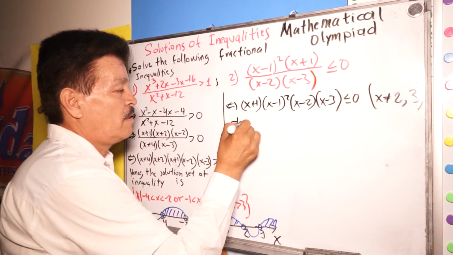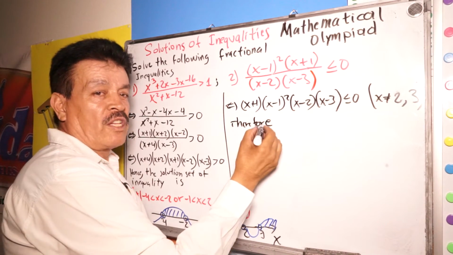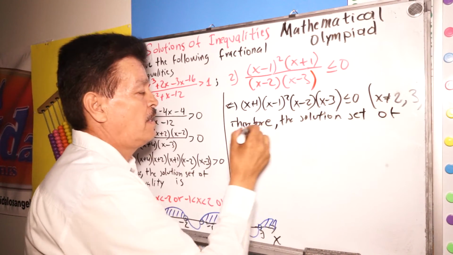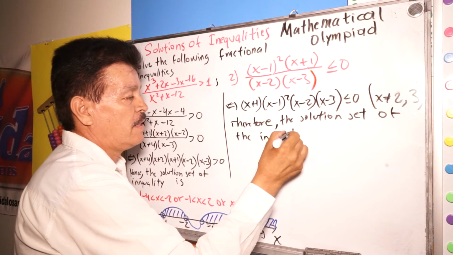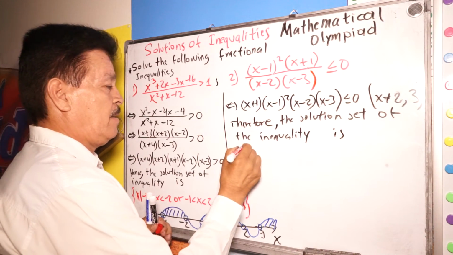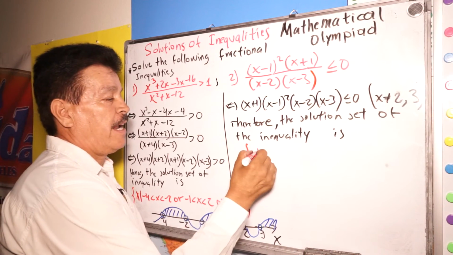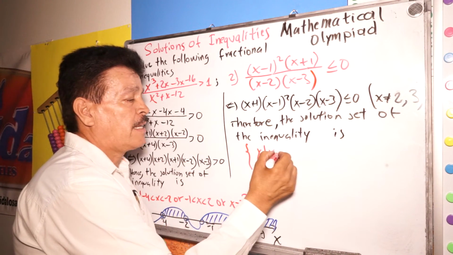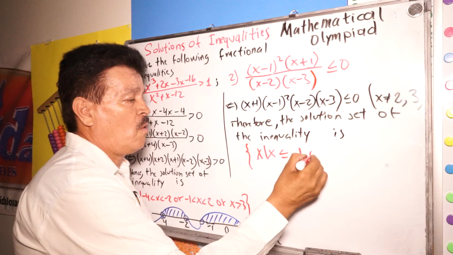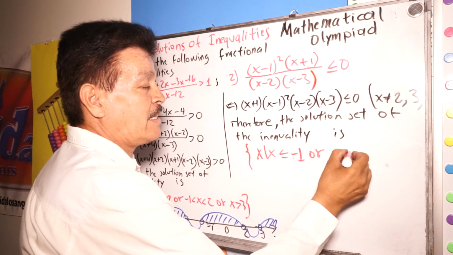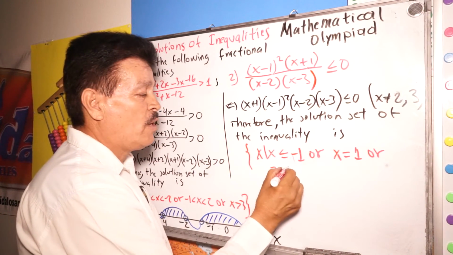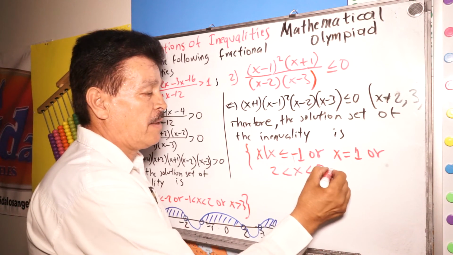Therefore the solution set of the inequality is, let's open this, x such that x is less than or equal to negative 1, or x equals 1, or 2 is less than x less than 3.